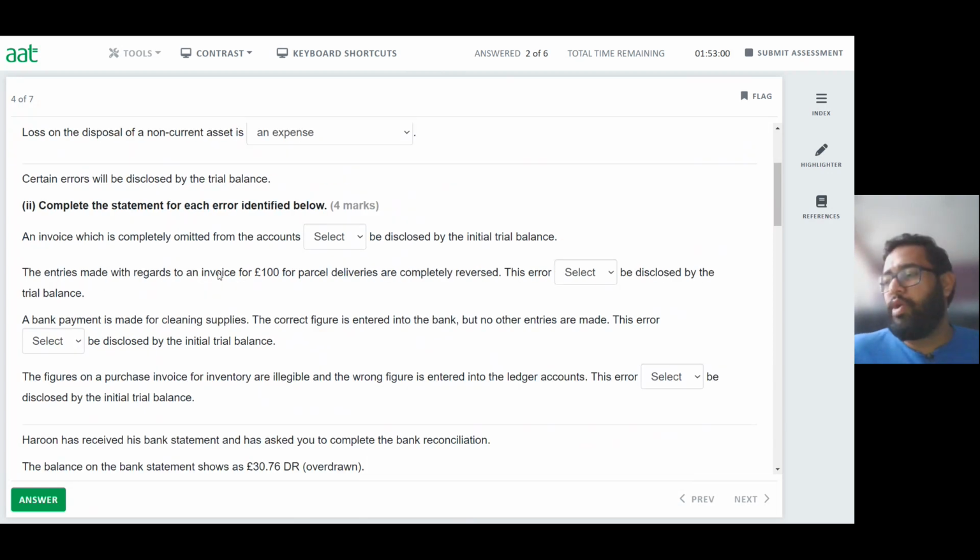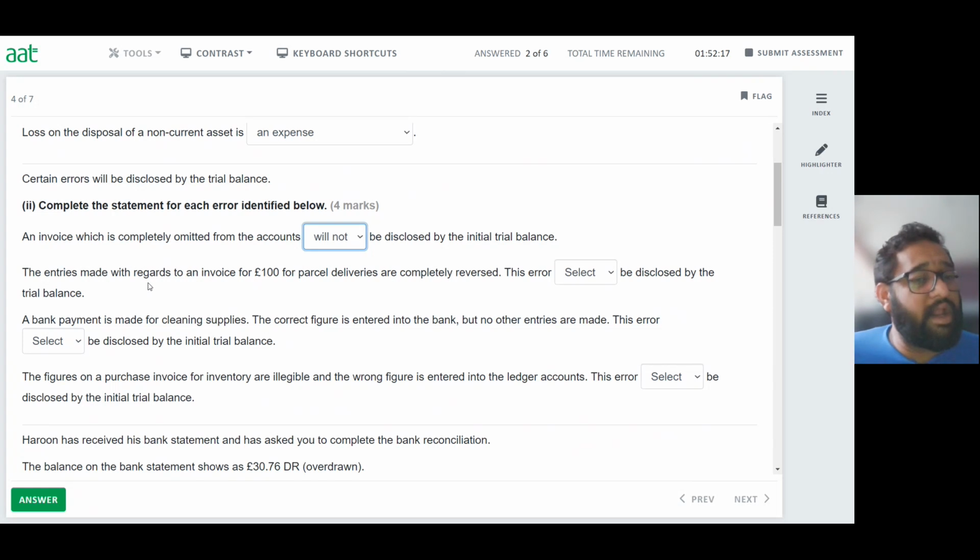They want to know whether these will create an imbalance. So let's see here, an invoice which is completely omitted from the accounts will not be disclosed by an initial trial balance. Why? If something is completely not entered, there are no debits, no credits, no amounts, so the trial balance will still match. Remember, there are 6 errors which will not be disclosed by trial balances. What are they? Error of omission, error of commission, error of principle, reversal of entry, error of original entry, and then obviously you have the compensating error. So in this scenario, this is a classic example of an error of omission.